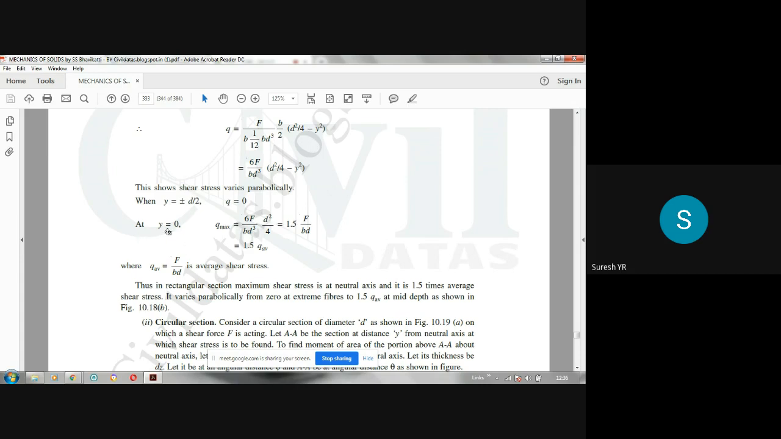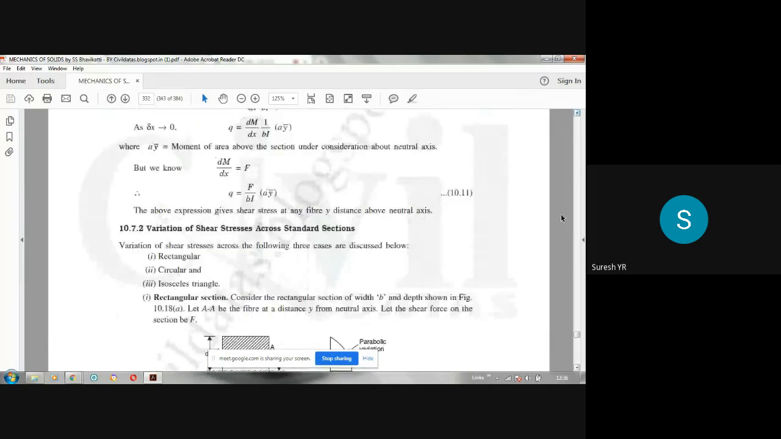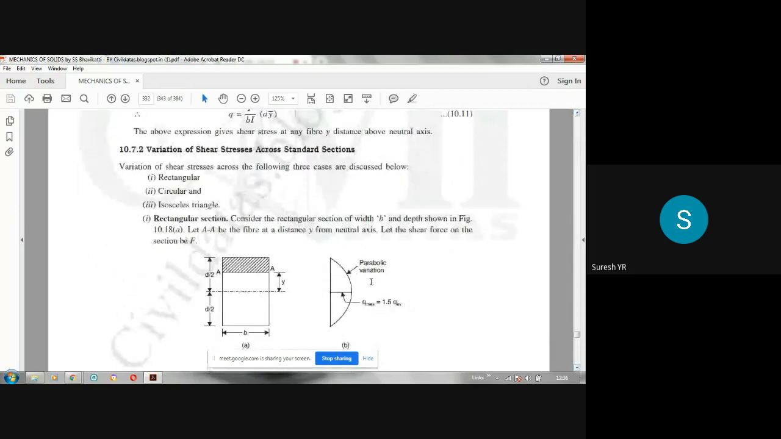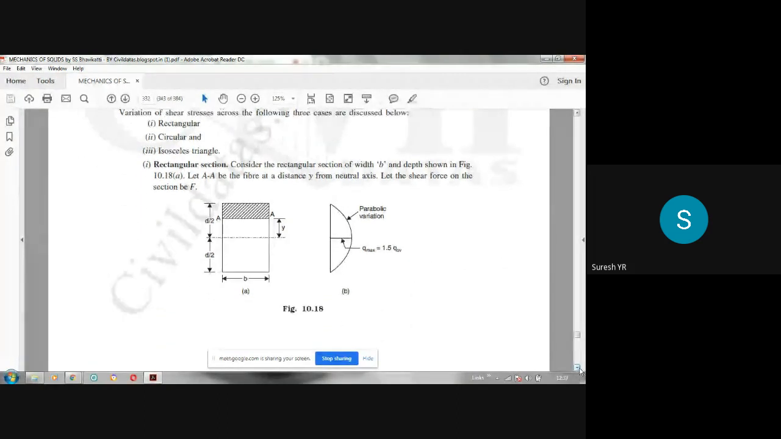What is the value of shear stress at y equal to 0? Y equal to 0 means at the neutral axis. Because y is measured from the neutral axis, y equal to 0 means here. So what is the shear stress there? If you put y equal to 0 in this expression, what will you get? You will get 6F by bd cube into d square by 4, since y becomes 0. That can be written as 6 by 4, which is 1.5, into F divided by bd.